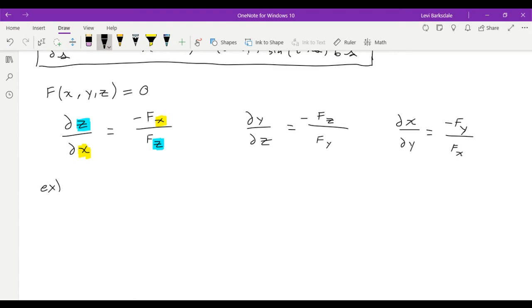So, if we did one quick example, we have x squared y plus 3z y squared is equal to 0. Well, then we can calculate dz over dx by simply calculating negative f sub x over f sub z, which is derivative with respect to x would be 2xy. Again, we need to keep our negative out. Divide by the partial with respect to z, which is simply 3y squared. And when we simplify, we get negative 2x over 3y.